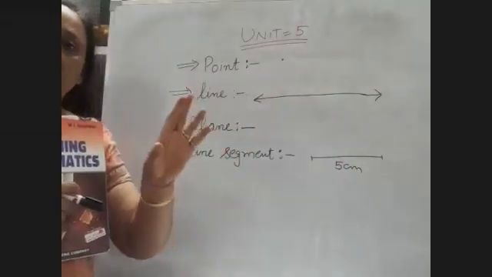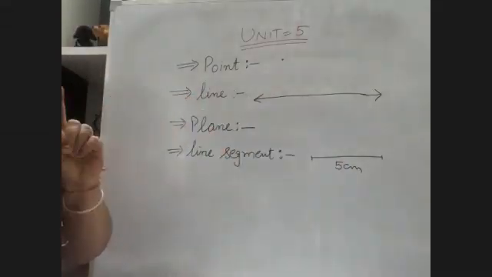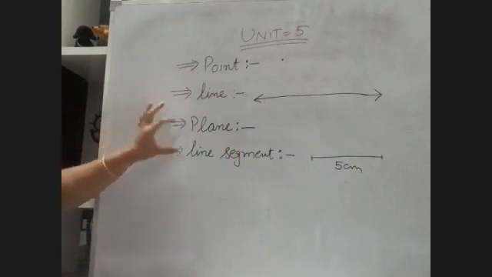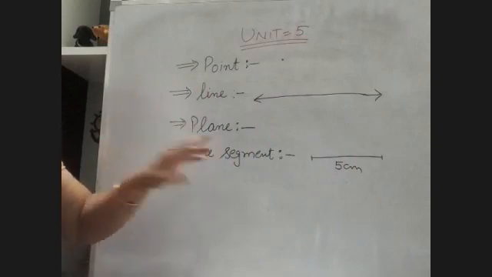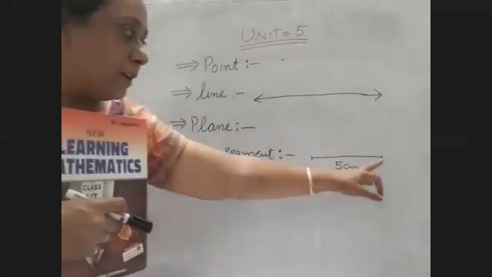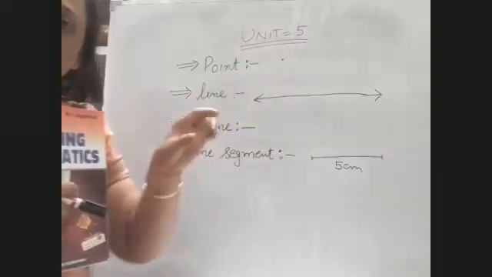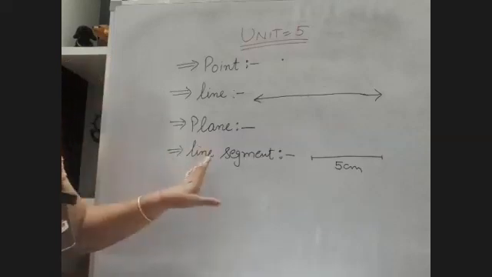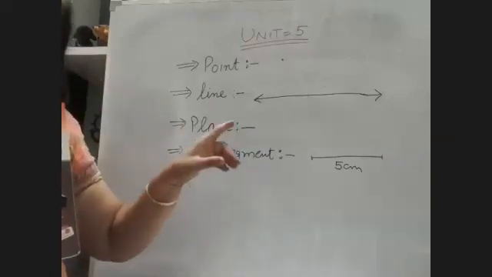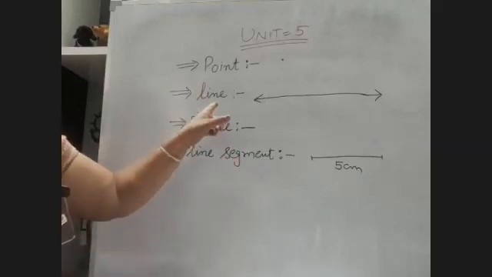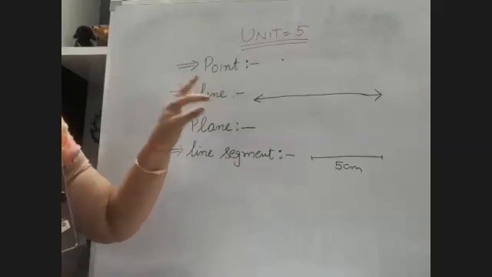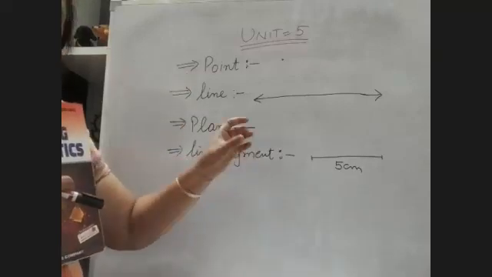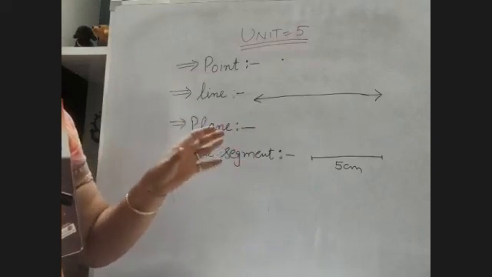So basically, a line segment has 2 endpoints, but a line doesn't have any endpoint. In a line segment, first is the initial point, second is the end point. And a line segment has a definite length. We can measure a line segment with the help of a scale. But we can't measure a line because the length of a line is unlimited, but the length of a line segment is limited. It can be measured.